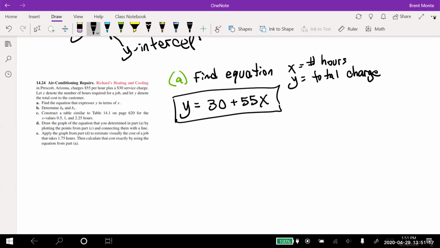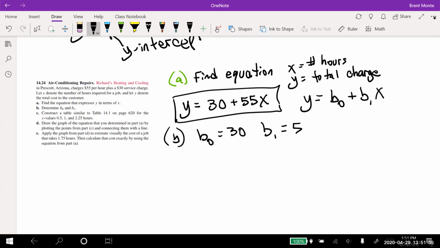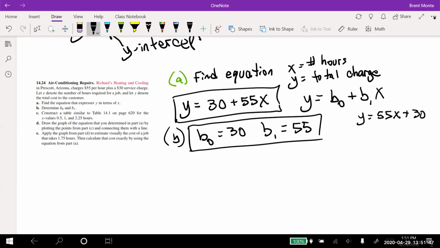So then B says determine B sub 0 and B sub 1. Well, remember, we have Y equals B sub 0 plus B sub 1 X. The B sub 1 is always the one multiplied by the X. So in this case, it's the 55, and B sub 0 is 30. B sub 1 is 55. If they write it in another order, even if they had written the problem as Y equals 55X plus 30, which would be a fine way to write it, the 55 is still B sub 1 because it's still the number multiplied by the X. It's still the slope. All right, I'm going to erase that so that we don't get confused and say, hey, how come that's written differently there?